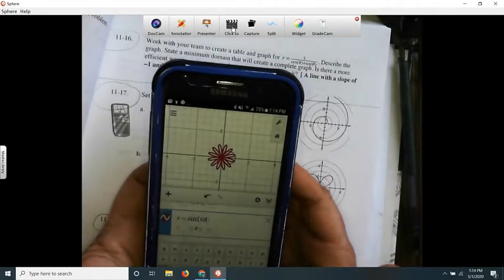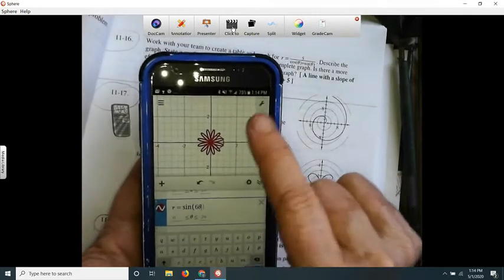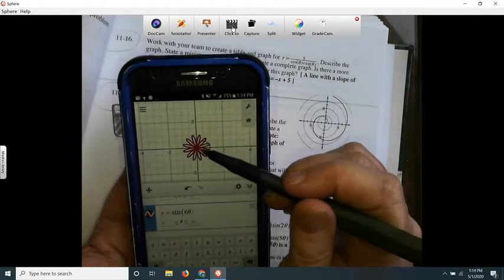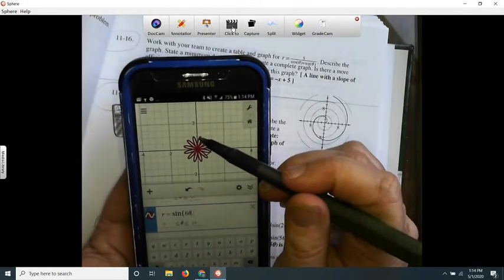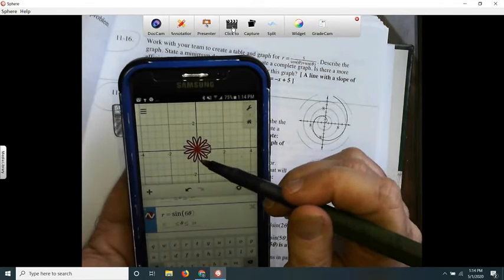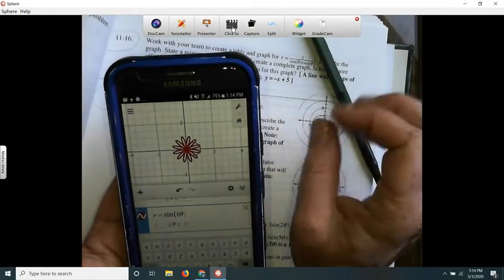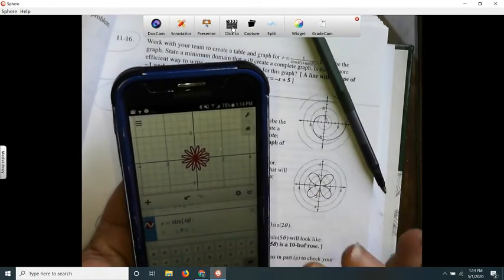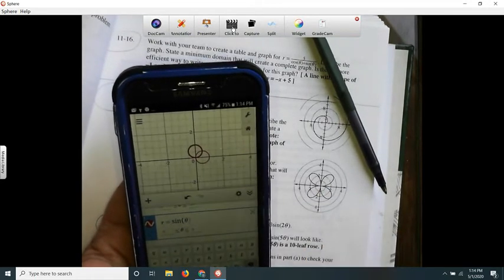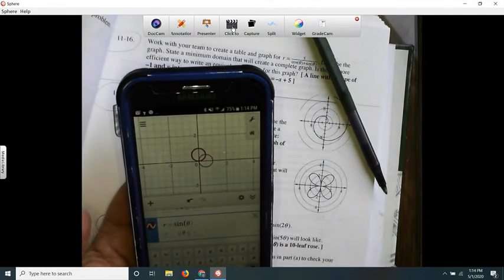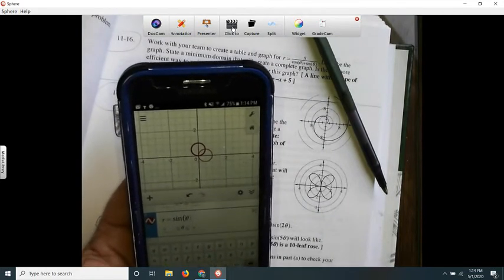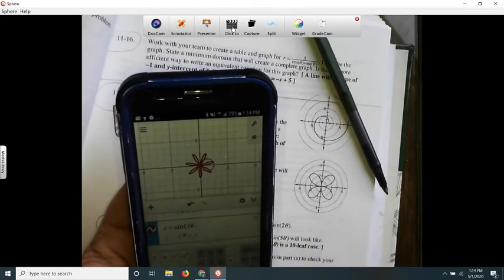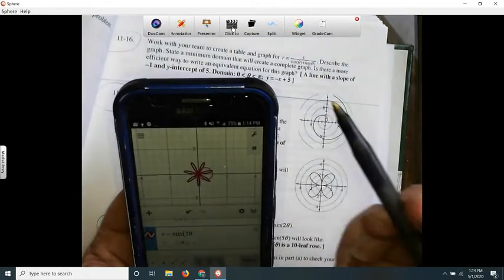Oh, look at that thing. So that one is sine of 6 theta. And notice I got 12 little petals. And why am I messing around with this? Well, because it's fun, right? But what if I did 7 theta? 7 theta. So that's very interesting.